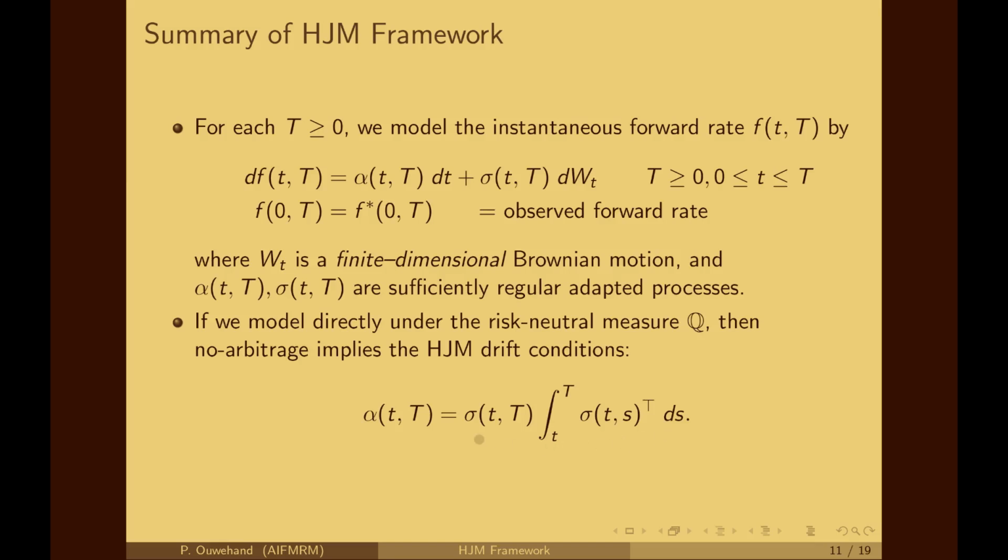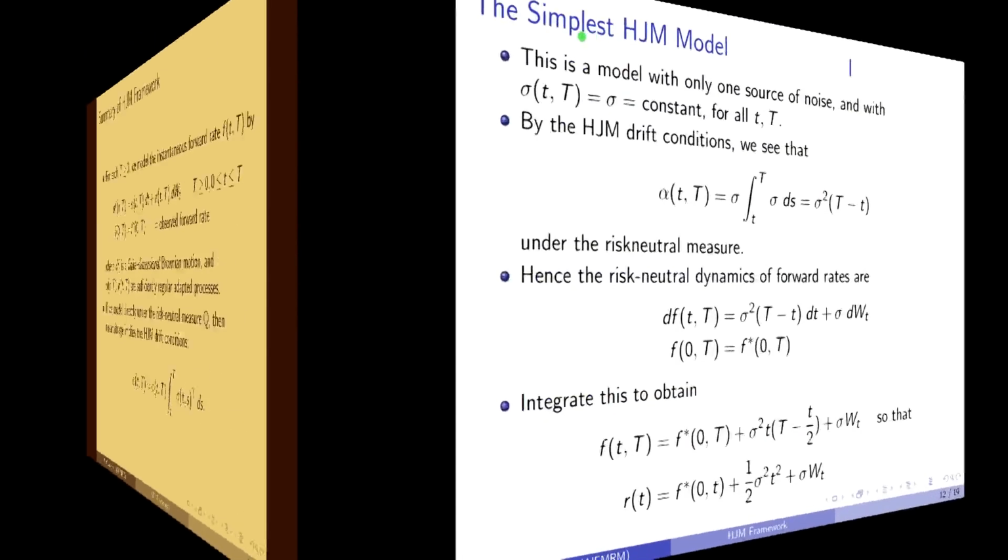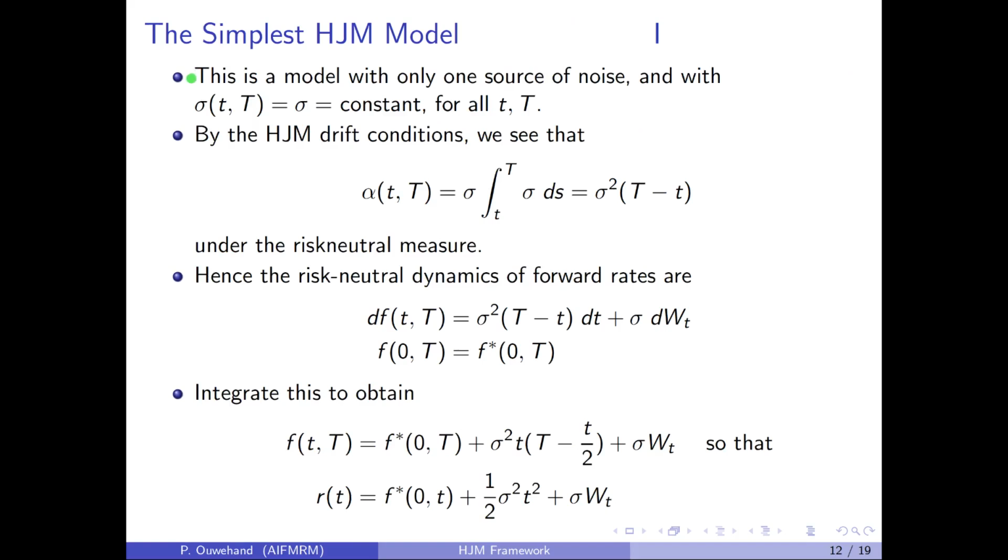So let's now have a look at the simplest possible HJM model. The simplest HJM model that one can think of is a model driven by only one source of noise, i.e. a single one-dimensional Brownian motion, and where the volatility structure sigma is constant, and the same constant for every maturity capital T. The risk-neutral HJM drift conditions then give us the following expression for alpha.